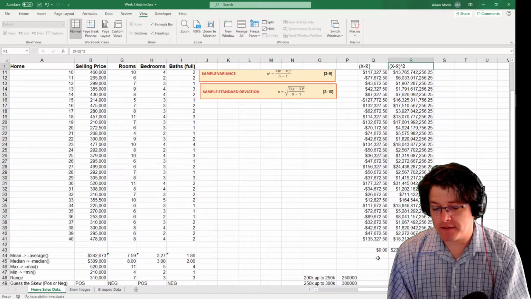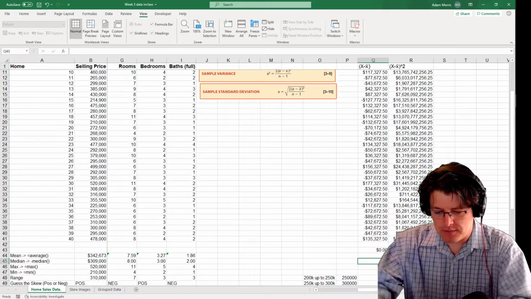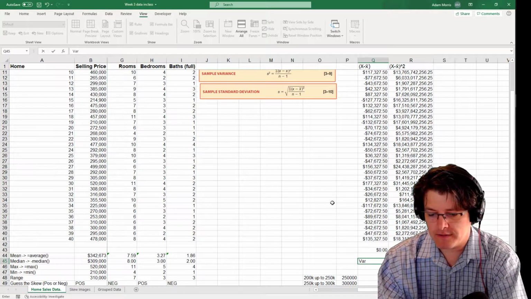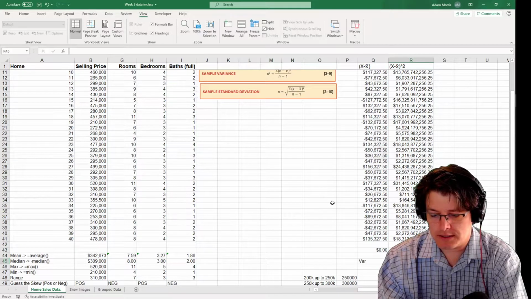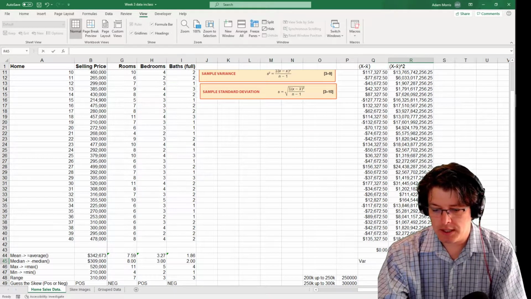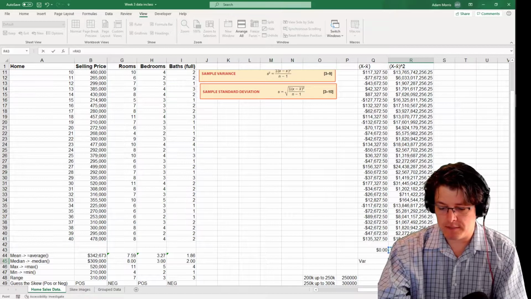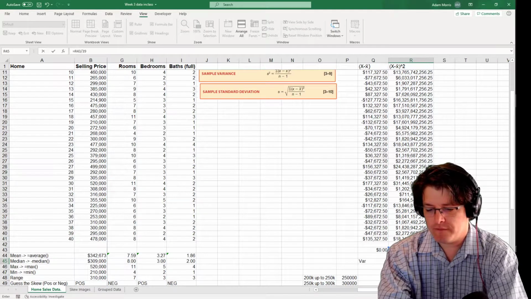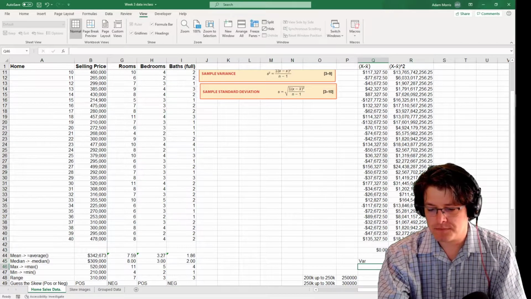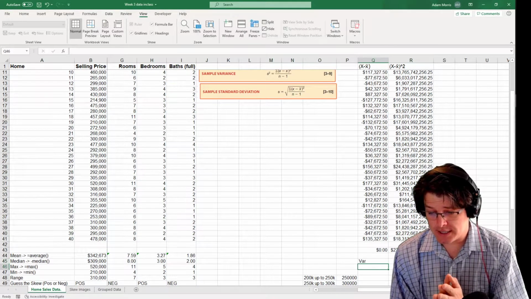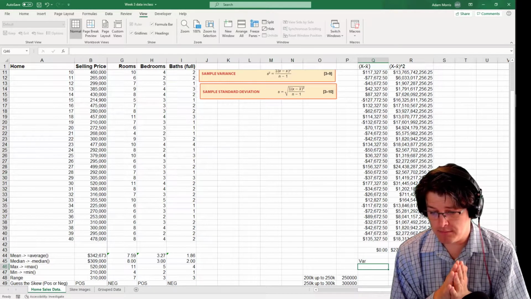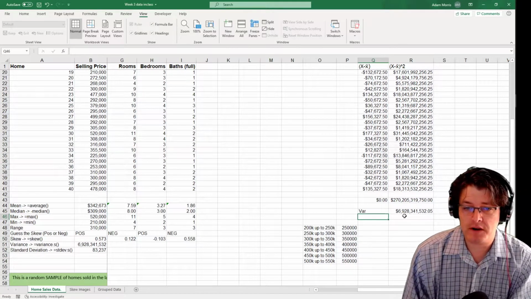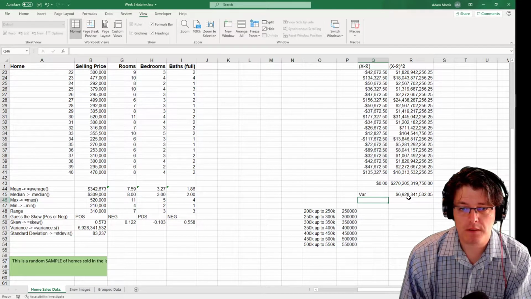And so our variance, let's see, let's just write it as variance. Variance is we just want equals 270 billion something divided by, and this time I'm just going to type in 39 because I know I have 40 observations. Okay, and so we have a variance of 6,928,000,000 and so on. I'm in the way of it. We have a variance of 6.9 billion.